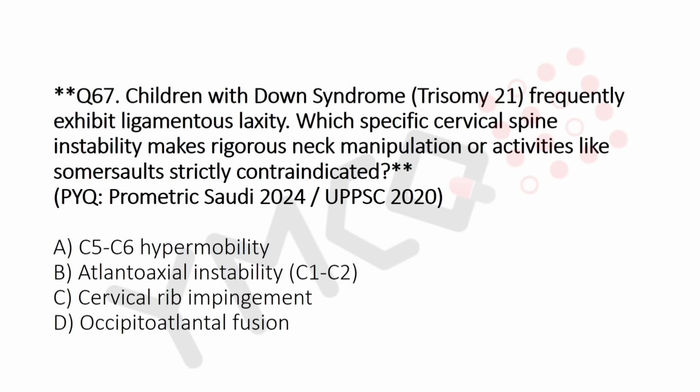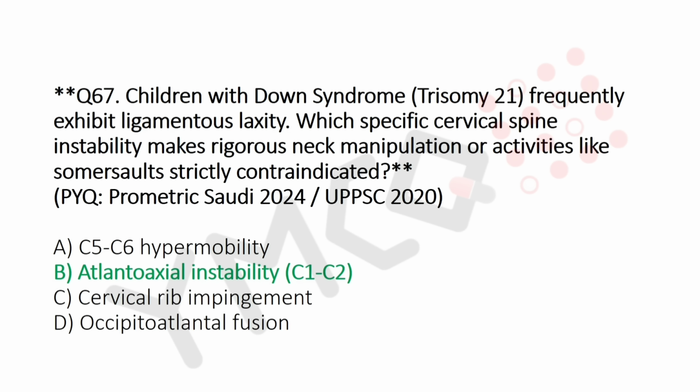Children with Down syndrome frequently exhibit ligamentous laxity. Which specific cervical spine instability makes rigorous neck manipulation or activities like somersaults strictly contraindicated? Option A, C5-C6 hypermobility. Option B, atlantoaxial instability. Option C, cervical rib impingement. Option D, occipito-atlantal fusion. And the answer is option B, atlantoaxial instability.